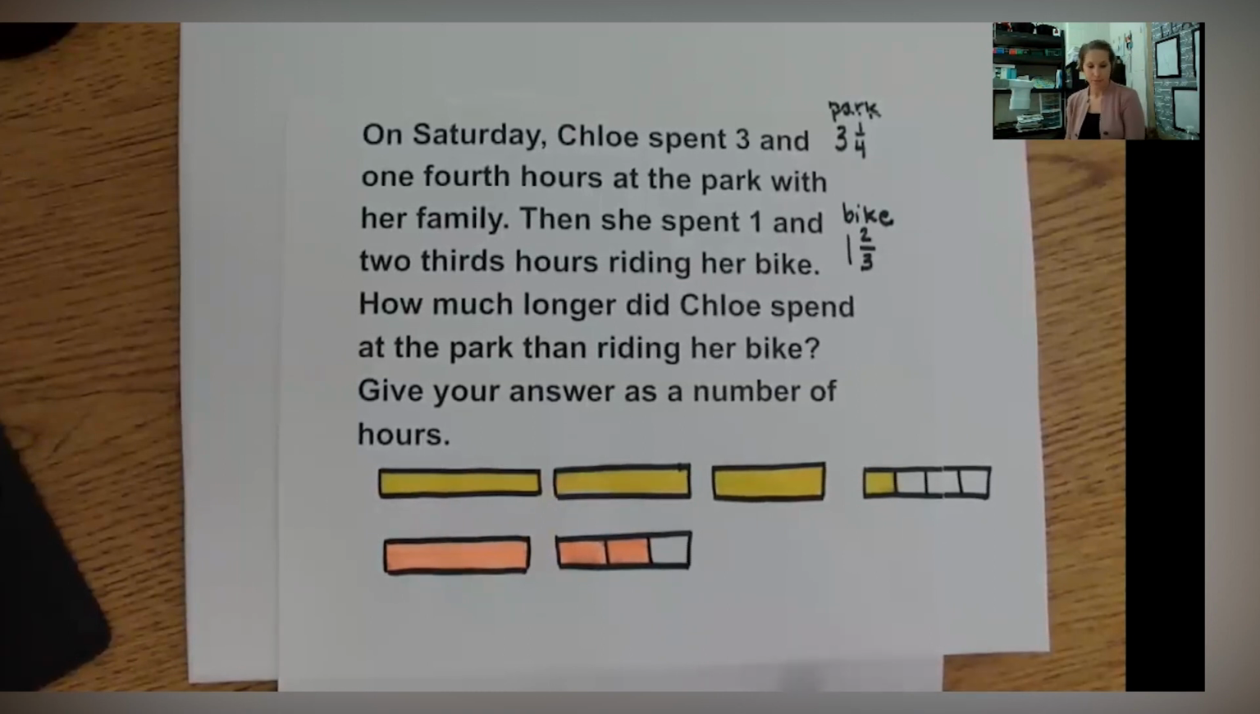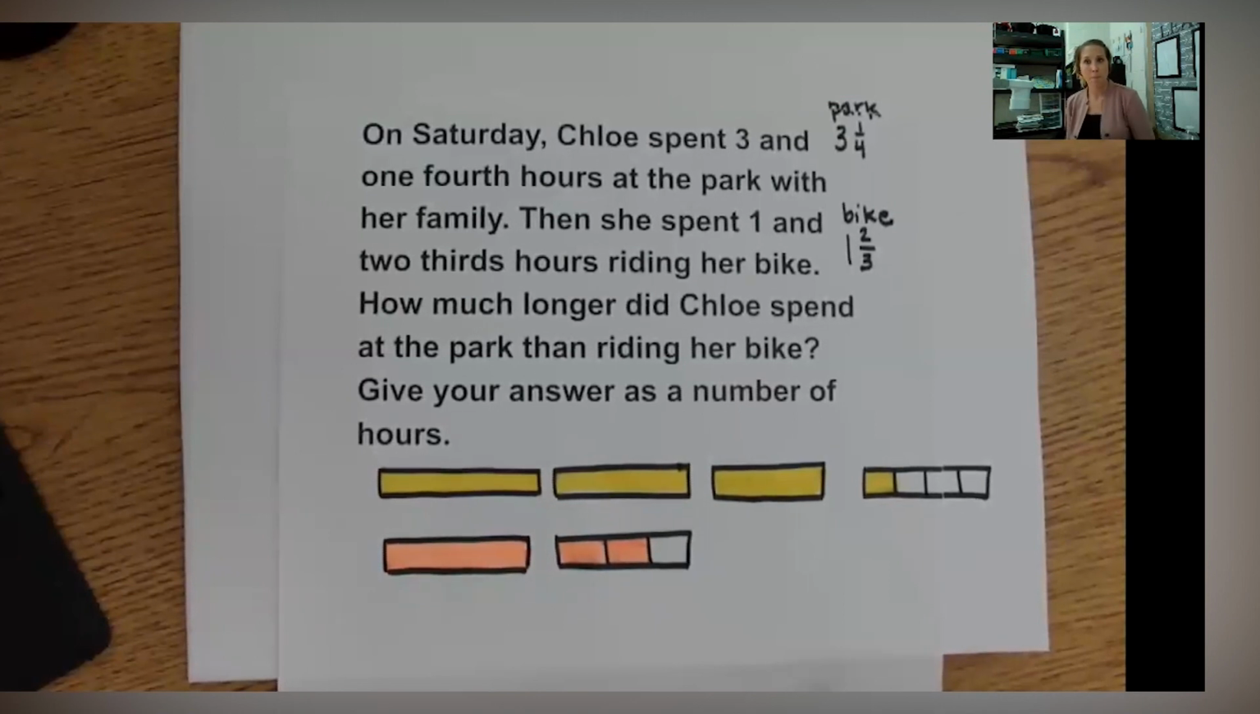Now, let's think back to our problem. What was the problem asking us to find? I want you to follow along while I reread that problem. On Saturday, Chloe spent 3 1/4 hours at the park with her family. Then she spent 1 2/3 hours riding her bike. How much longer did Chloe spend at the park than riding her bike?